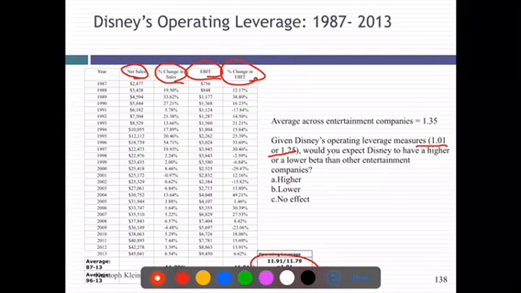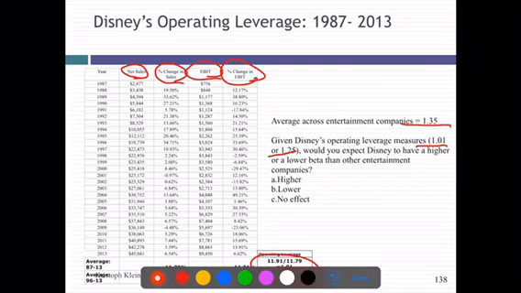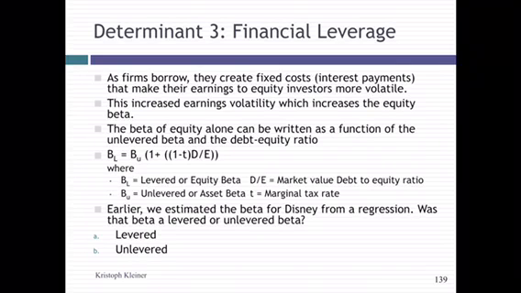If I compare this to average entertainment companies, which have a 1.35 operating leverage, do we expect Disney to have a higher or lower beta than other entertainment companies? We expect that they have a lower, right? Because they have a lower operating leverage than other entertainment companies. The third determinant, which is going to be the most important for our class, is financial leverage.